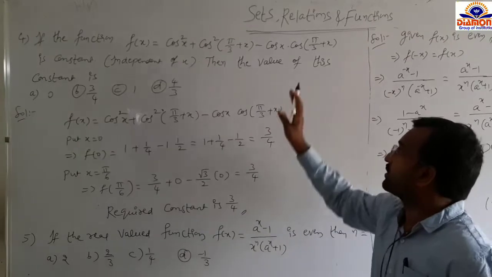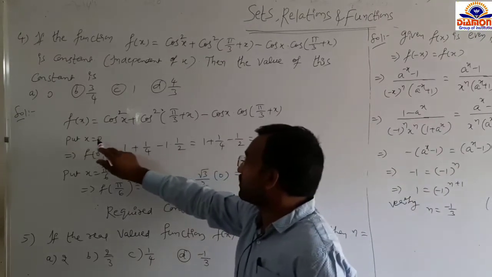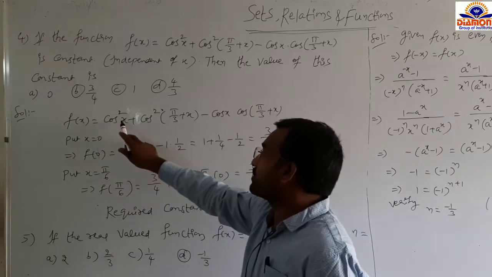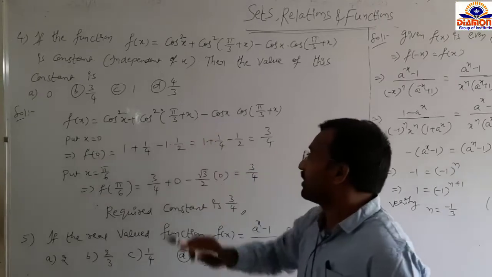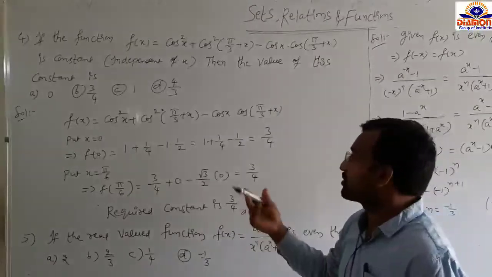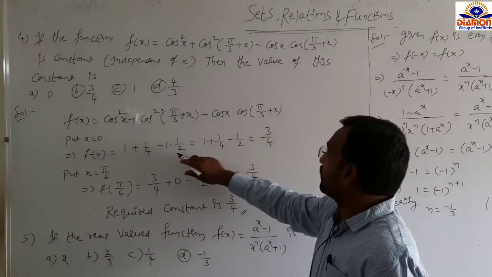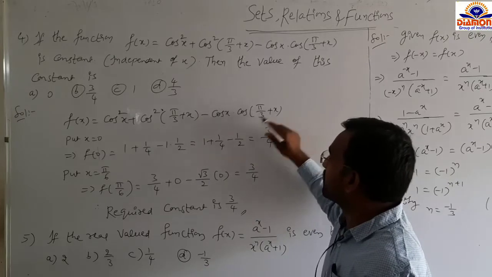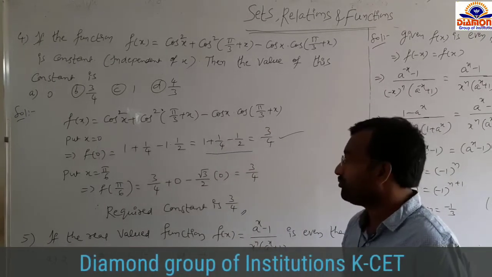First take the given function f(x). Substitute values, put x equal to 0 in the function. What you get? cos 0 is 1, cos² of π/3. Generally cos 60 is 1/2, so cos² 60 is 1/4. Minus, here cos 0 is 1 into cos 60 is 1/2. So this value is nothing but 3/4.